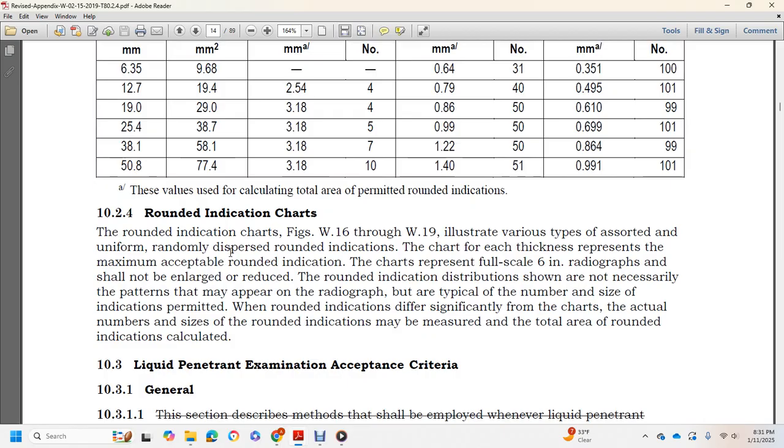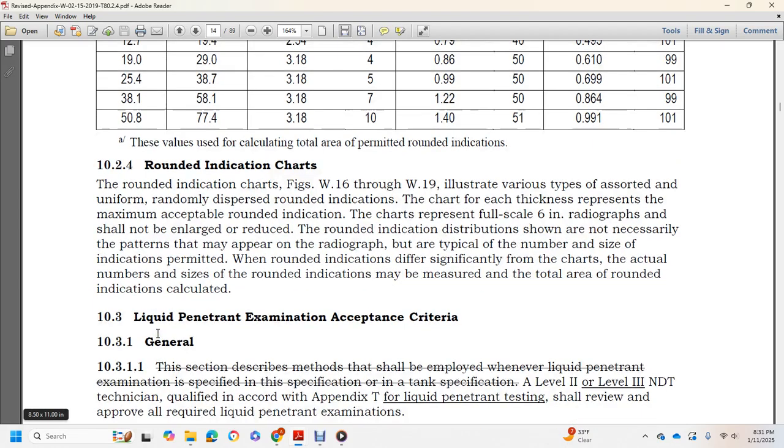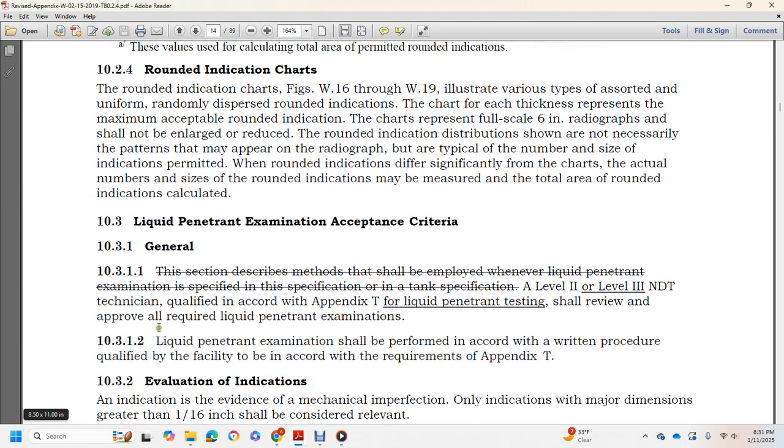Round indication charts. Figures W16 through W19 illustrate various types of welds with uniform, randomly dispersed round indication charts, with a thickness representation. The maximum acceptable round indication charts represent full-scale 6-inch radiographs and shall not be enlarged or reduced. Round indication distribution shall not necessarily follow these patterns. A radiograph may show the typical number and size of indications permitted, with the round indications significantly through the charts, and the actual numbers of round indications may be measured. The total area of the round indications is calculated.